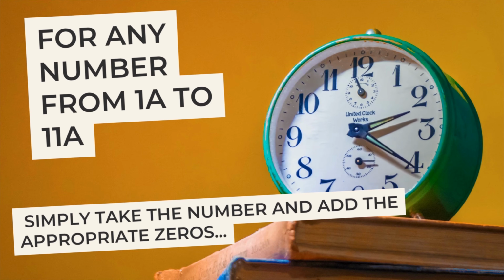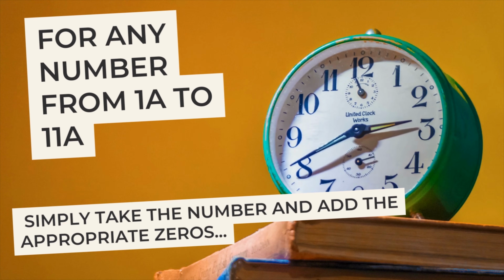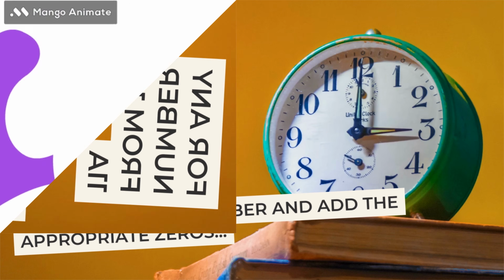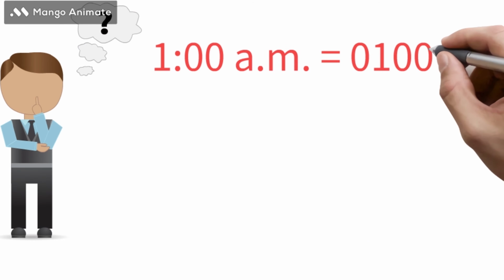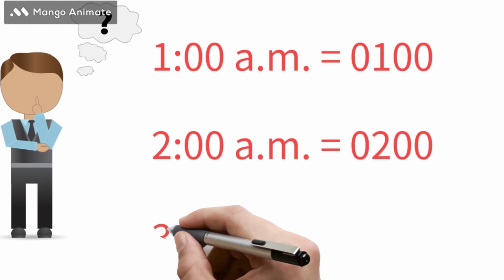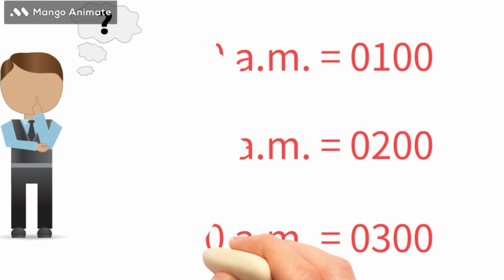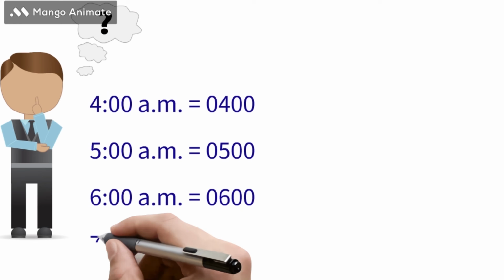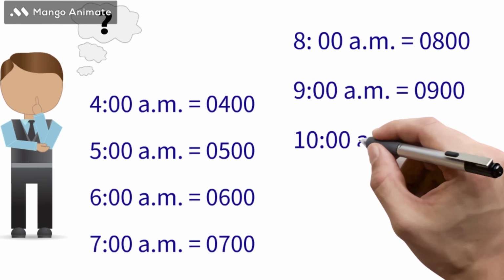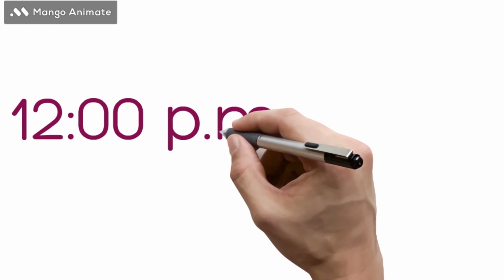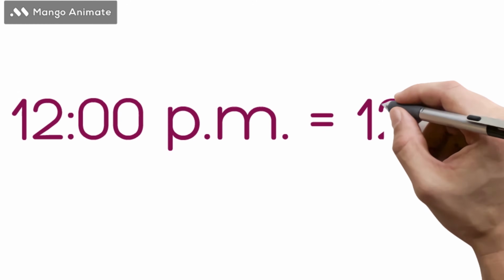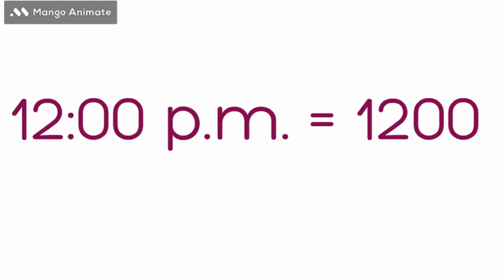Any number from 1 a.m. to 11 a.m. is simple. You just add the zeros. So for example, 1 a.m. is 0100, 2 a.m. is 0200. So you just keep adding the zeros and it's good. And look here, no colons. As we get to 12 p.m., which is the afternoon, where you start eating your lunch or thinking about it, it's 1200, okay?